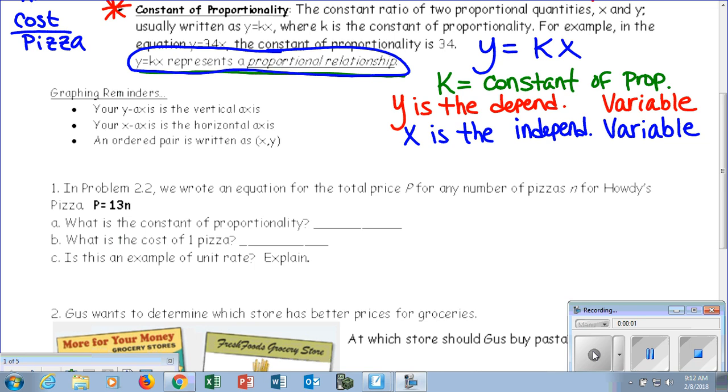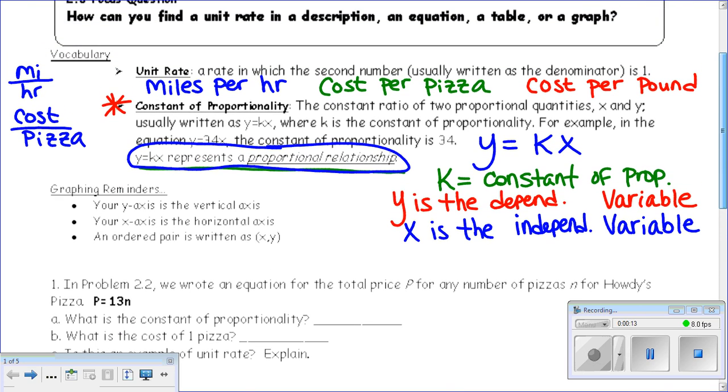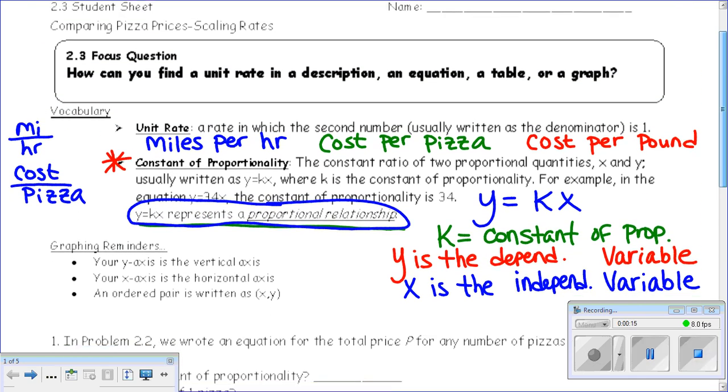Okay, today we are doing 2.3 notes. We're going to be focusing on how you can find a unit rate in a description, an equation, a table, or a graph. So up here at the top, we have some vocab.